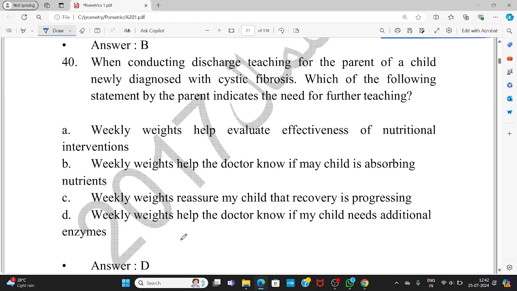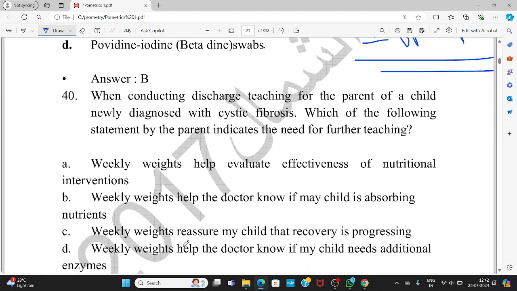When conducting discharge teaching for the parents of a child newly diagnosed with cystic fibrosis, which of the following statements by the parent indicates the need for further teaching? So, cystic fibrosis is another important topic. Cystic fibrosis is a frequently repeated topic also. So, you are teaching the parent of a child who is newly diagnosed. So, parents will not know much about cystic fibrosis. Which of the following statements by the parent indicates the need for further teaching?